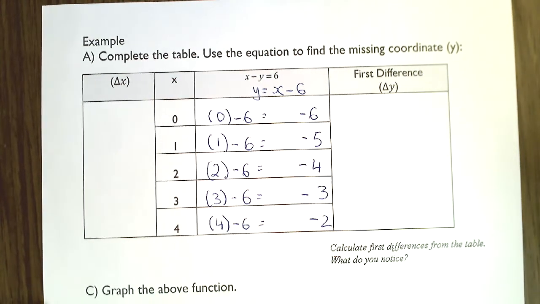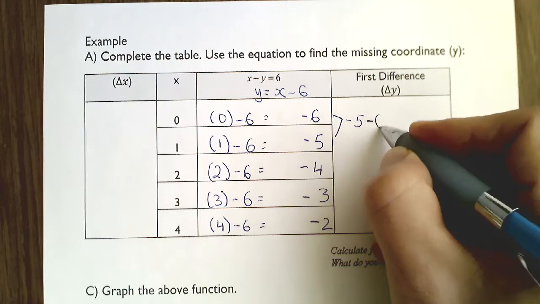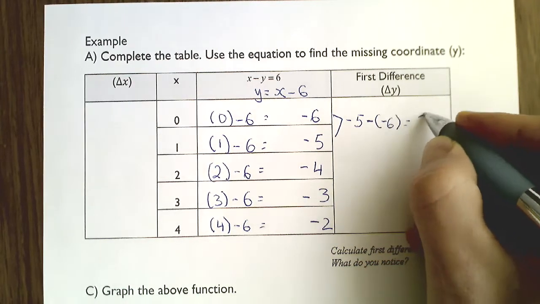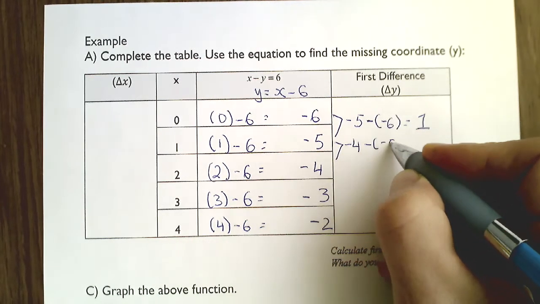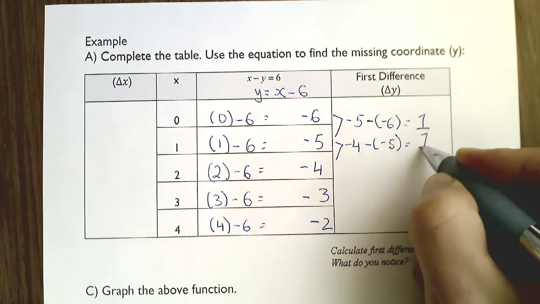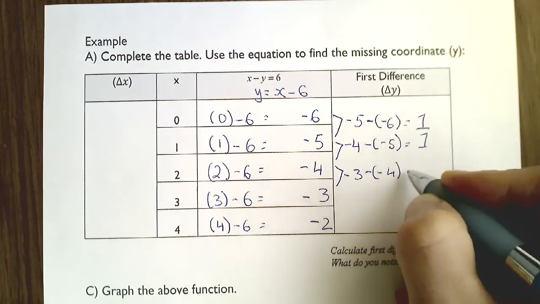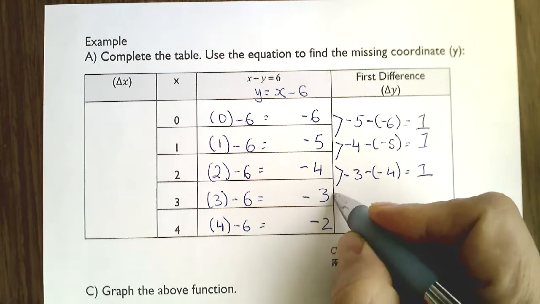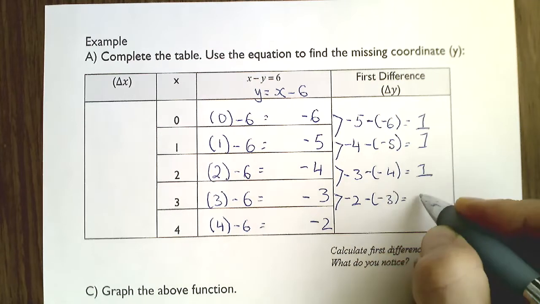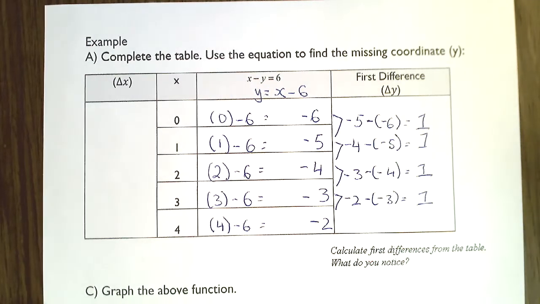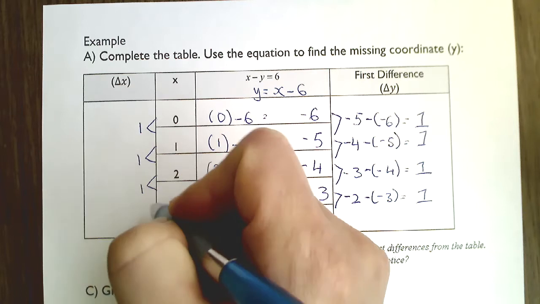I am going to check for the first differences. So, negative 5 minus negative 6 is going to give me 1. Negative 4 minus negative 5 is going to give me 1. Negative 3 minus negative 4 is also 1. And negative 2 minus negative 3 is also 1. All right, we'll quickly check the changes in x values. It's 1, 1, 1, and 1.